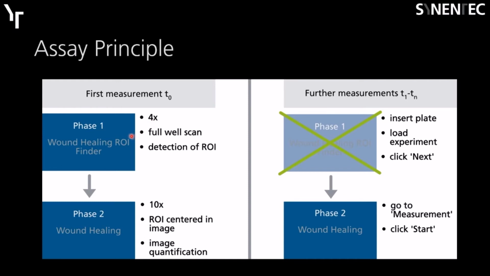Already during measurement, an image analysis algorithm called Wound Healing ROI Finder detects the cell-free area and creates a region of interest in it. Only this ROI is then used in the second phase, where we usually use a 10x objective. Merely the second phase is needed for all subsequent time points, making the imaging very fast. Usually, we need less than a minute for a 96 well plate. The images of the second phase are automatically analyzed by YT software and result in different parameters.